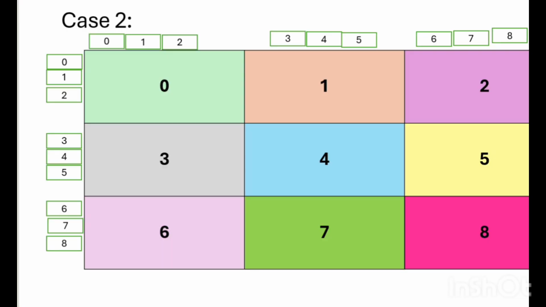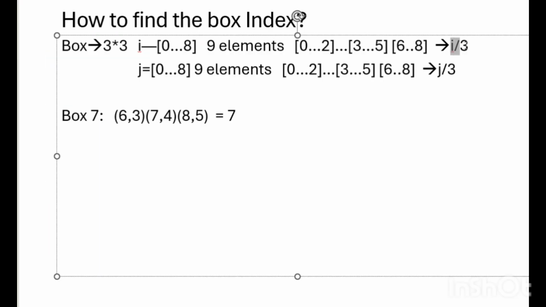So the cells are represented in the 3 cross 3 matrix like 0, 1, 2, 3, 4, 5, 6, 7, 8, which means the row index i is divided by 3. Correct? 0 to 8 is 9 elements. 9 divided by 3 gives 3, which is the number of boxes in the first row. This is the number of boxes in the first row, which is i divided by 3. So I have derived it from here.